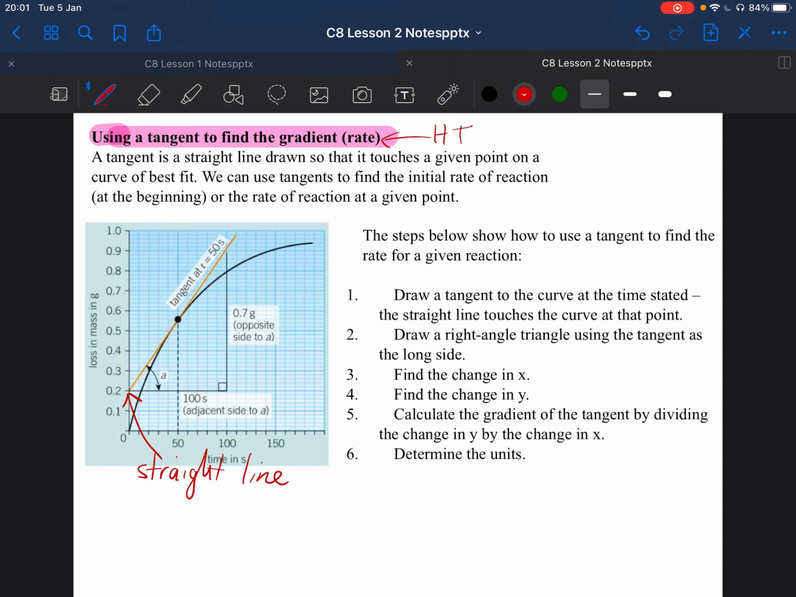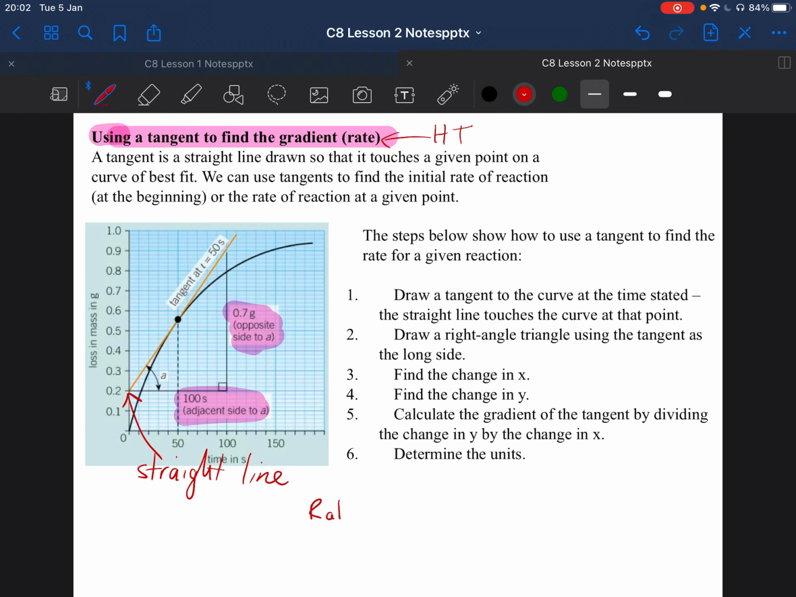So an example of this would be, your exam board would say something like, find the rate of reaction at 50 seconds. And so you would draw your tangent so that it touches the line just here where 50 seconds is. And then you use that straight line to draw a right angle triangle. This would be our right angle triangle here. And then what we will find, guys, is the change in y and the change in x. And then we would work out the rate.